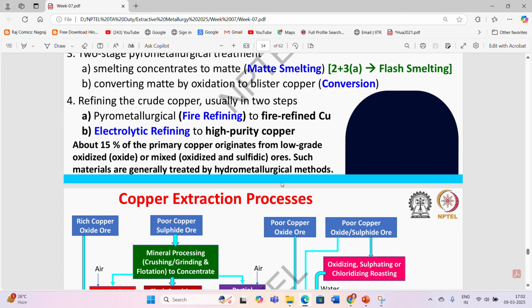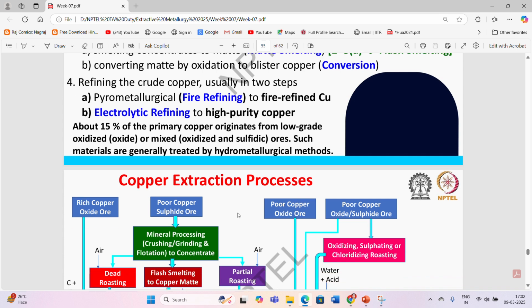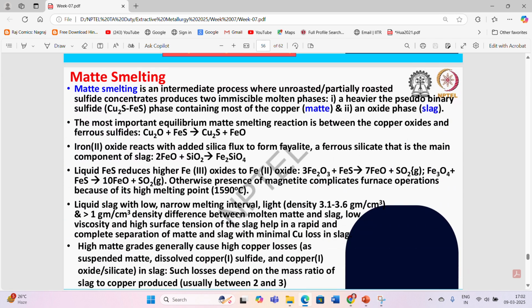Generally, 80% of copper is produced with the help of pyrometallurgical operations, while 15 to 20% is produced with the help of different hydrometallurgical processes.